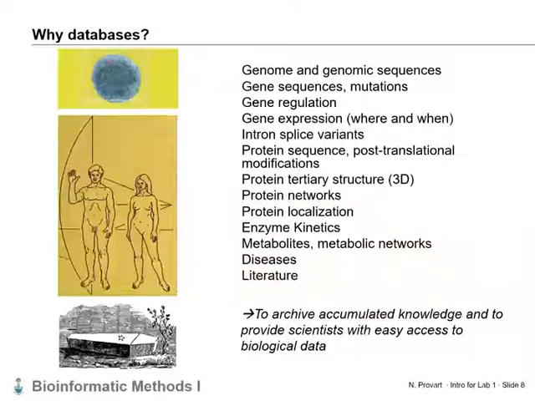These machines don't operate in isolation. Often they operate in networks, so we're interested in how proteins function together in networks, where the proteins are localized, the kinetics of enzymes, which are a subclass of proteins, the metabolites that some of these proteins produce, and when things go awry, what kinds of diseases are caused by defects in genes and or proteins. Of course, we would like to tie all of this together with some kind of academic framework, so we want to have access to the literature. So basically, we need databases to archive accumulated knowledge and to provide scientists with easy access to biological data.